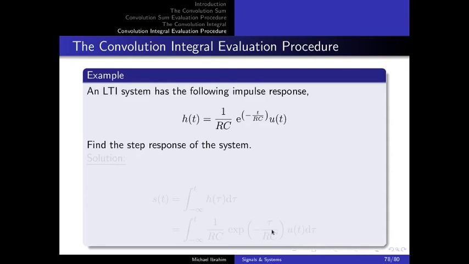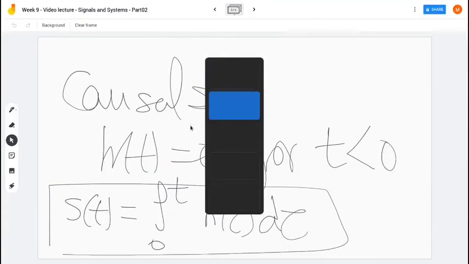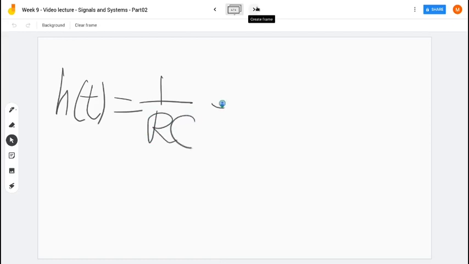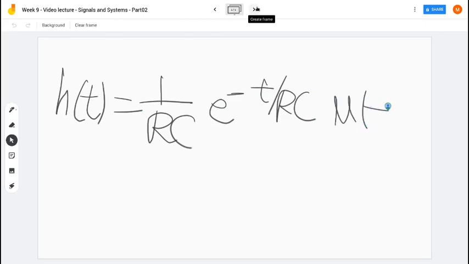Okay, another example over here. We have an LTI system whose impulse response is 1 over RC e to the negative t over RC u of t. This is the RC circuit we have seen before. Let's try to find the step response of such a circuit. So we know h of t. Let's try to find the step response. So h of t is equal to 1 over RC e to the negative t over RC u of t.